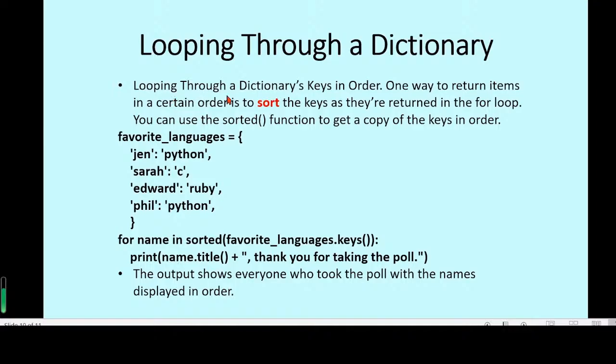You can also loop through a dictionary's keys in order. One way to return items in a certain order is to sort the keys as they are returned in the for loop. You can use the sorted function to get a copy of the keys in order. So create this list. Then we use for name in sorted(favorite_languages.keys()), then print out.